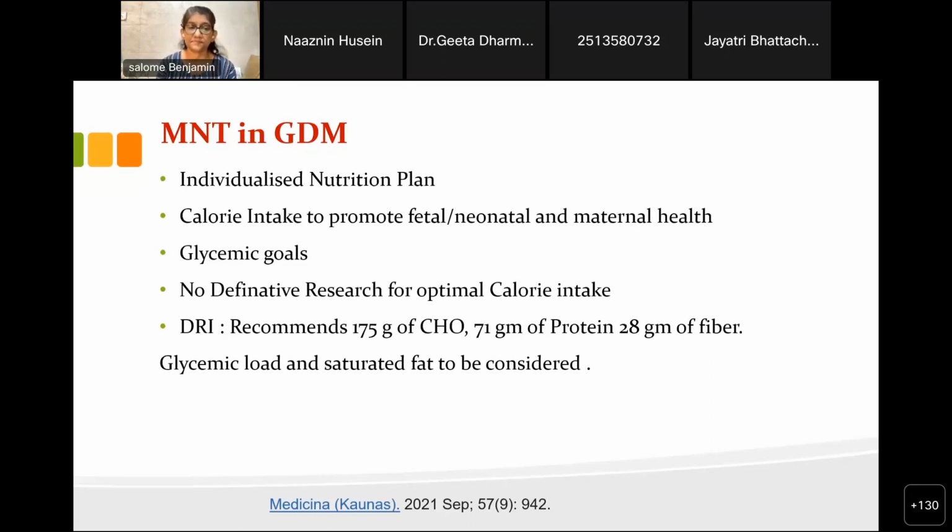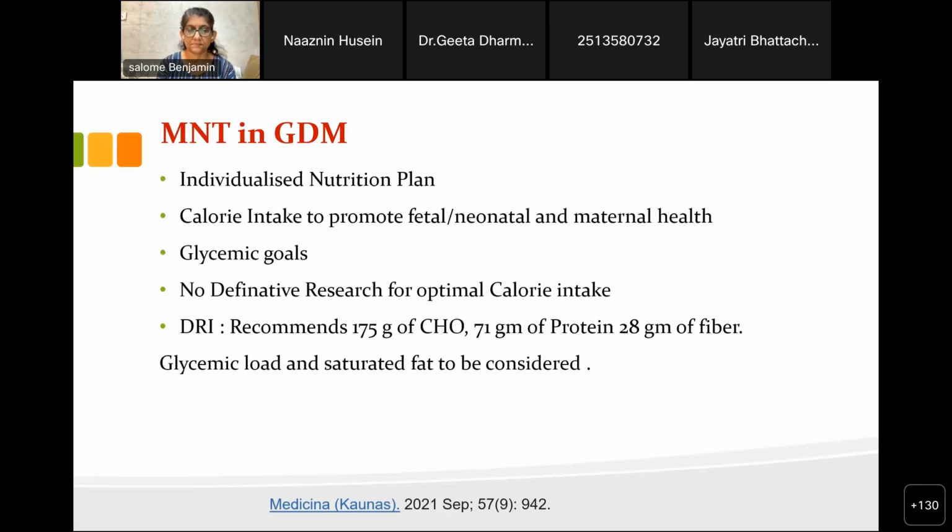So the 2021 journal which I have referred to says the DRI is 175 grams of carbohydrates, 71 grams of protein, and 28 grams of fiber.